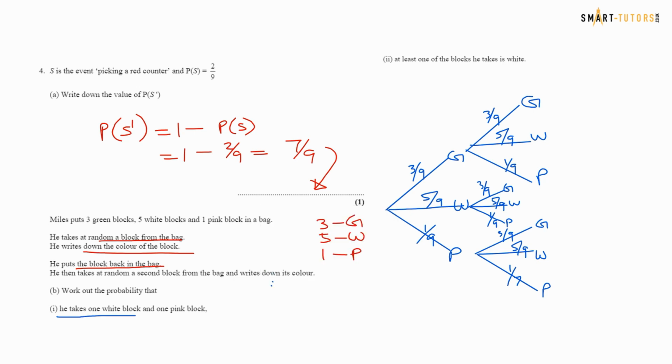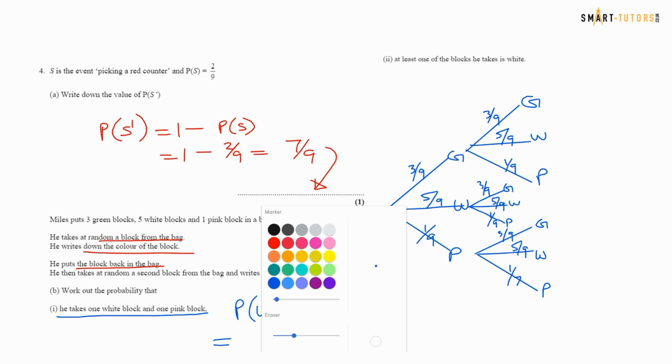He takes one white block and one pink block, so order is not a problem. So the probability of white and pink, or the probability of pink and white. White and pink means WP. Let me use a red color.